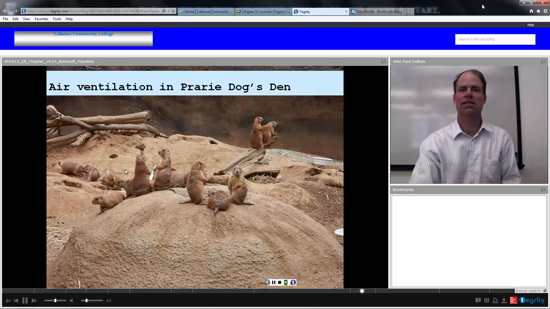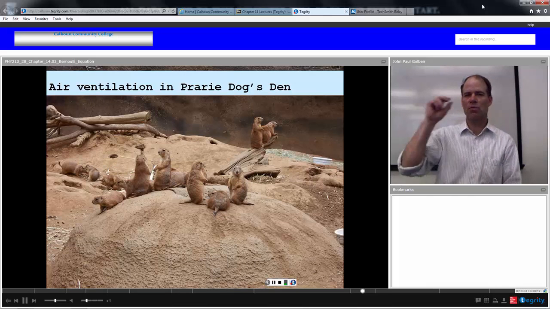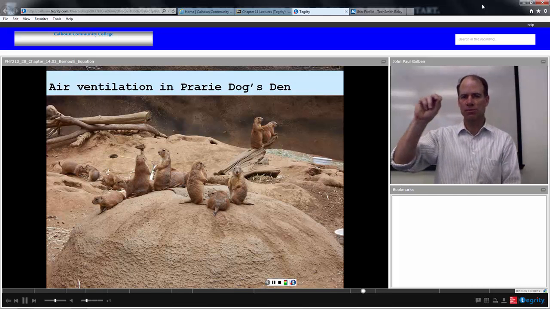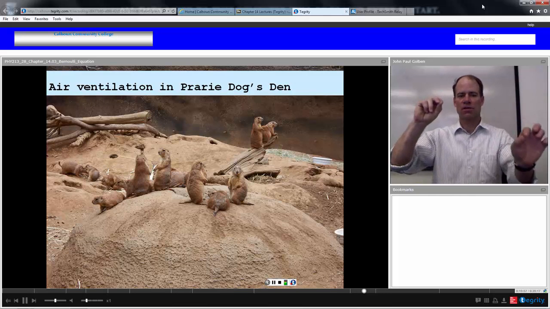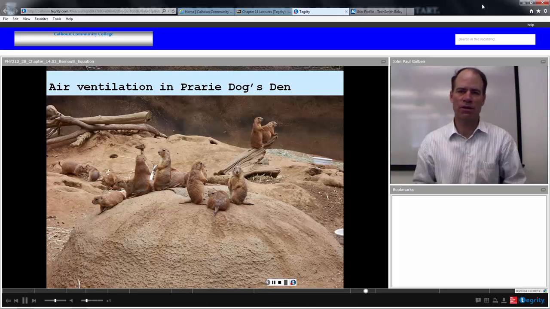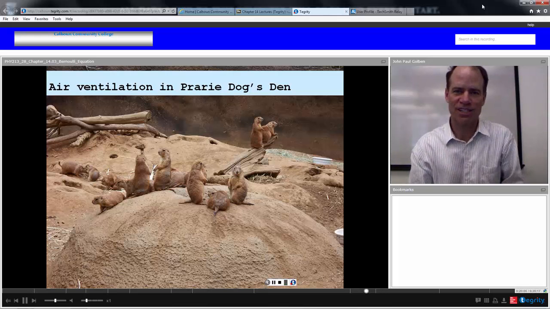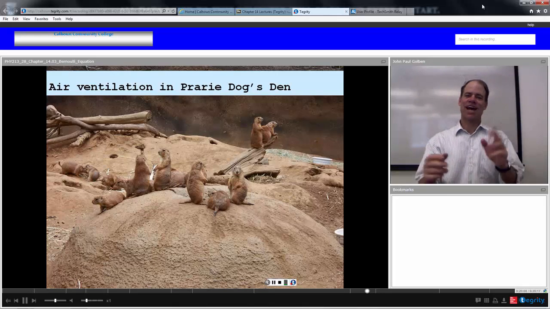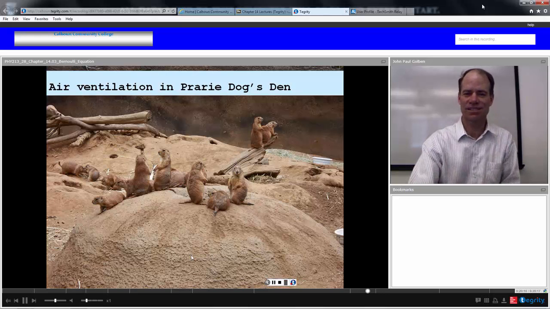Hence, there's going to be a pressure difference between one entrance at the top of the hill, which will be less pressure there, than at the entrance that is at ground level. Because of that pressure difference, that will force air to go through the prairie dog's den, and you have air conditioning.